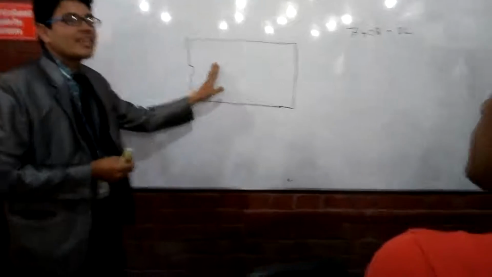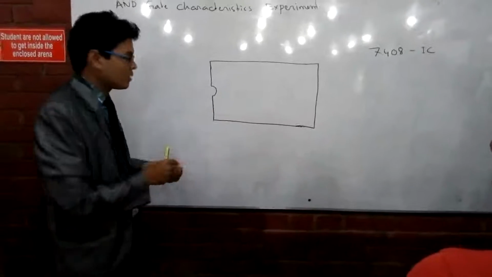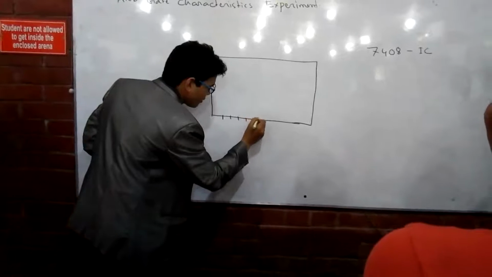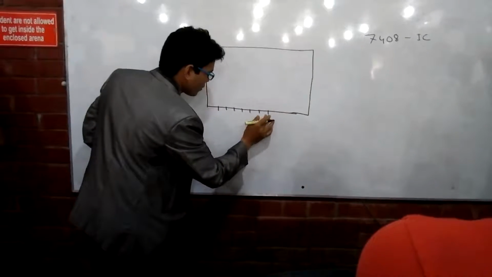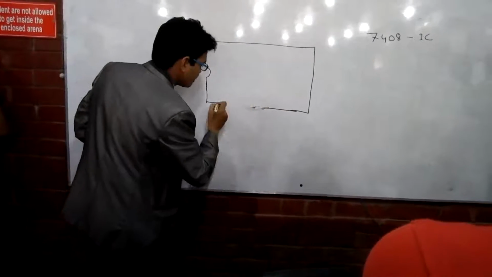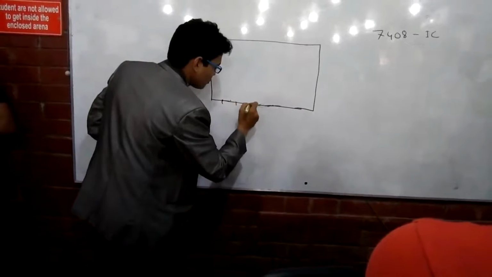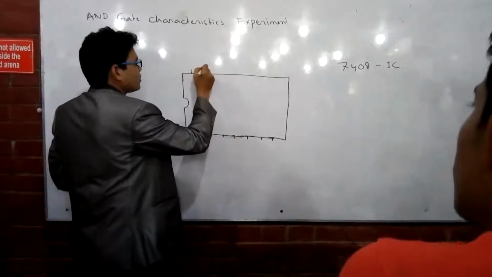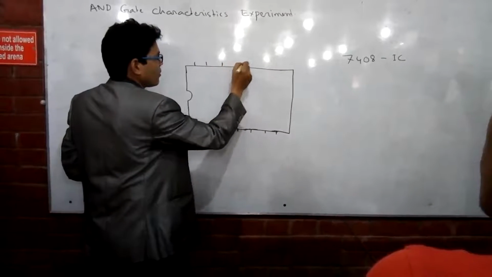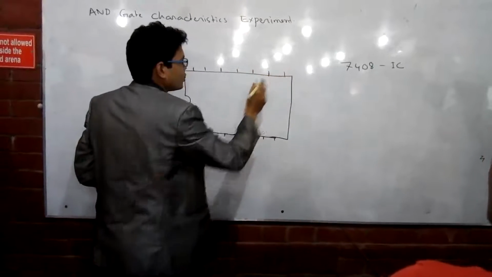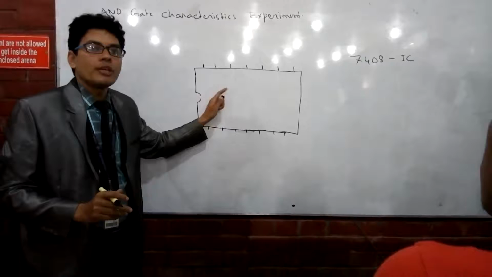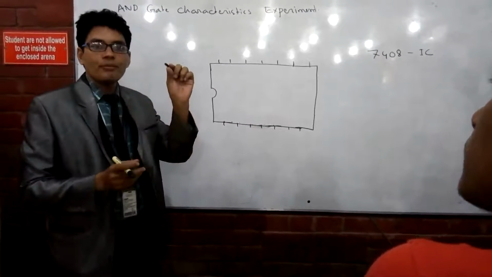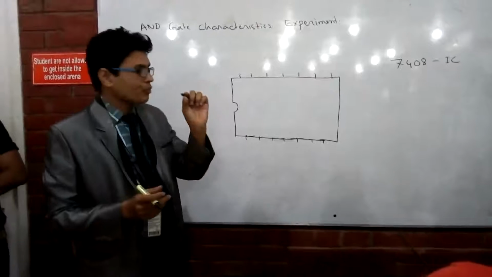Listen, every IC has got 14 pins. It is like this: 1, 2, 3, 4, 5, 6, 7. Let me do it again: 1, 2, 3, 4, 5, 6, 7. And then 8, 9, 10, 11, 12, 13, 14. So each IC has got 14 pins. We will use different ICs, but each of them will have 14 pins, 14 legs.